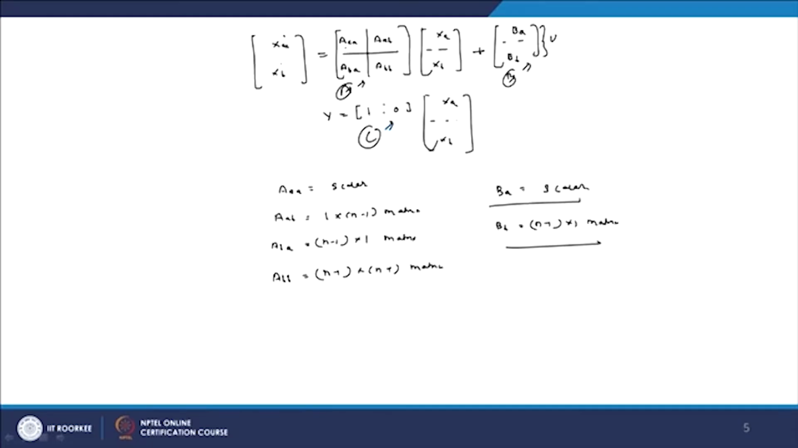Now, from this part, XA dot equal to A suffix AA XA plus AB XB plus BA into U. So, that we can write down as XA dot equal to AA XA plus AB XB plus BA into U. So, now these equations we have written.